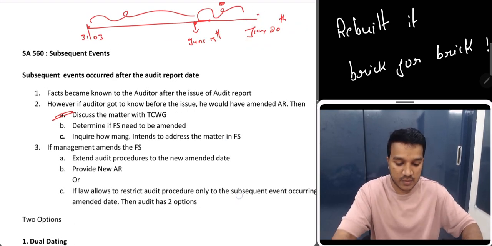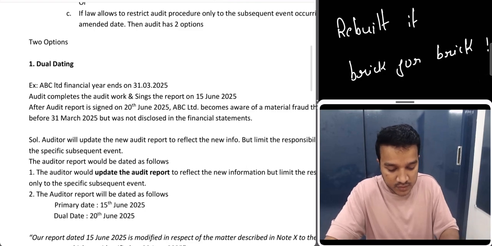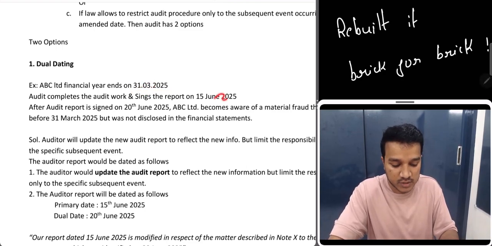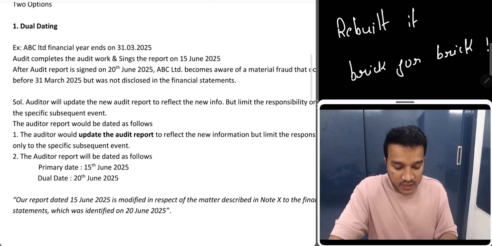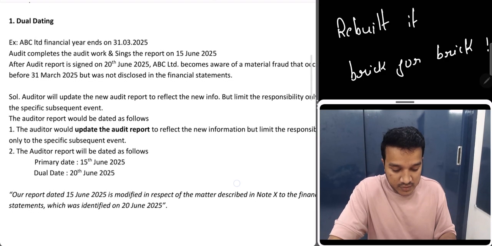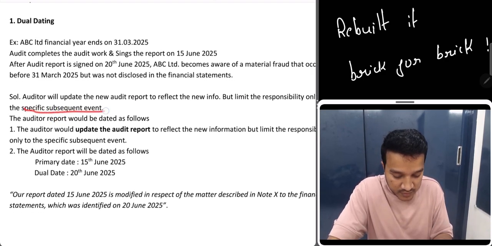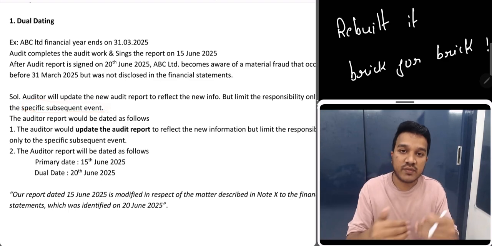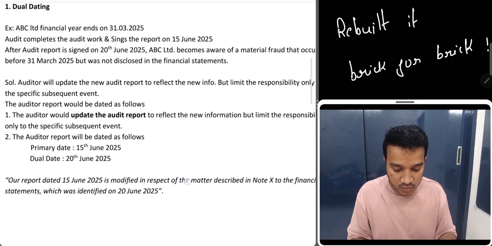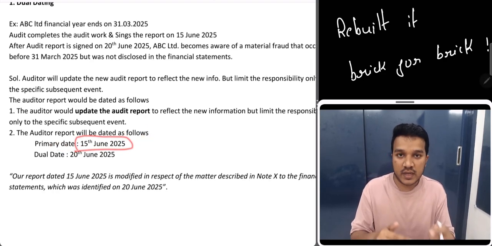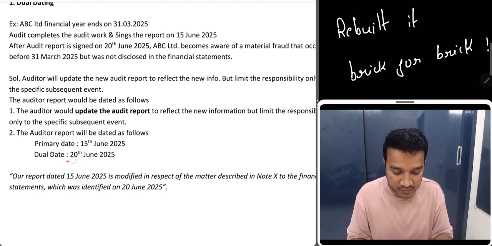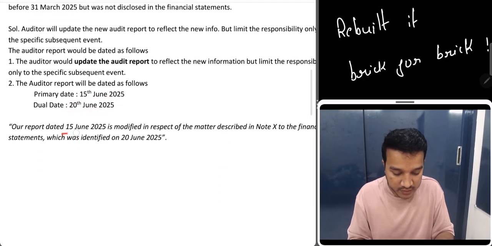Now let's understand how this happens. For example, for financial statements with year end 31st March, your auditor has issued an audit report on 15th June. The auditor got to know certain information on 20th June. So the auditor will update the audit report to reflect the new information, but limit the responsibility only to the specific subsequent event. The report will carry the primary date of 15th June, which he issued earlier, and then the second date will be 20th June: our report dated 15th June is modified in respect of matters described in Note X.